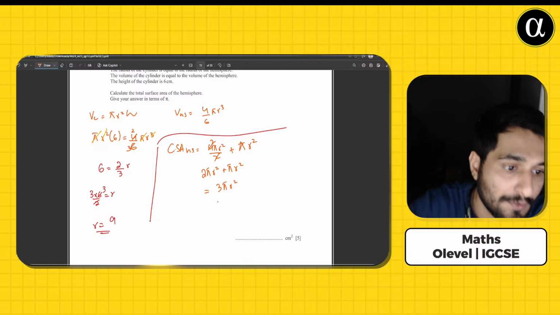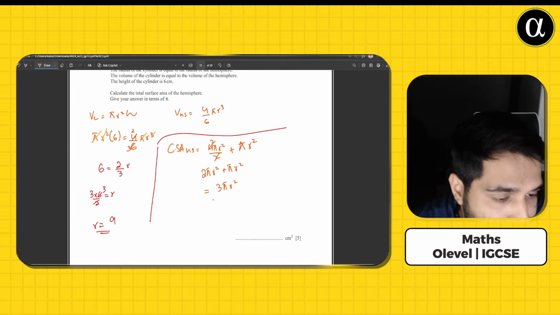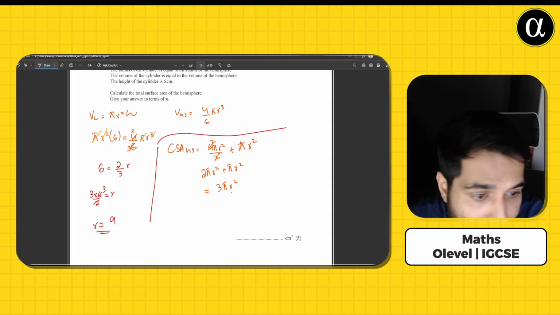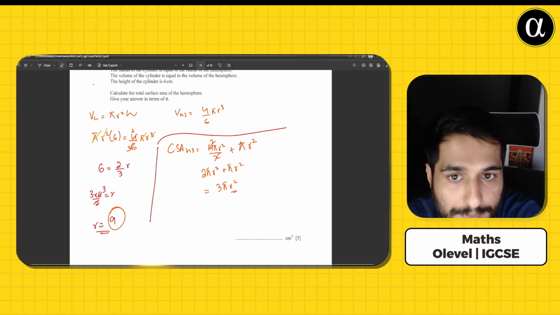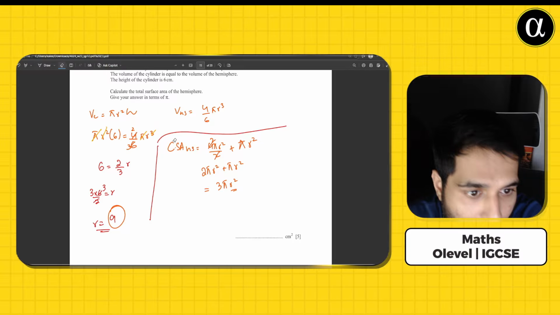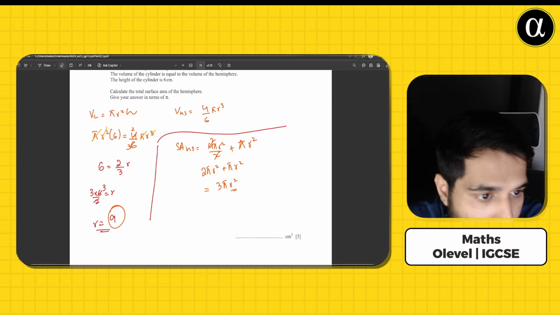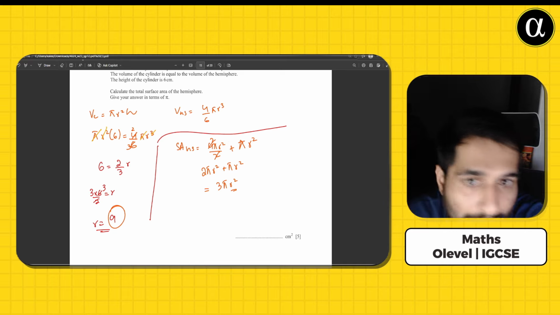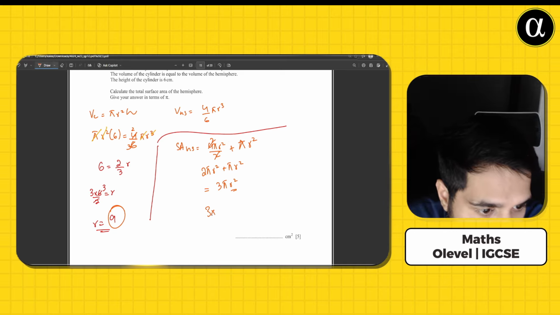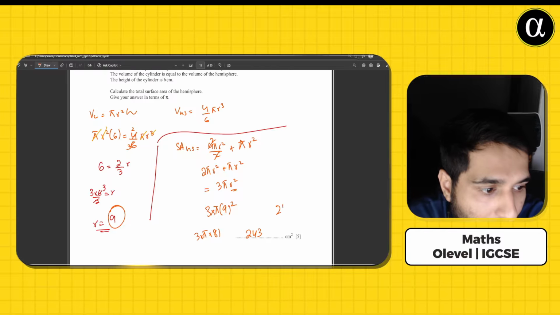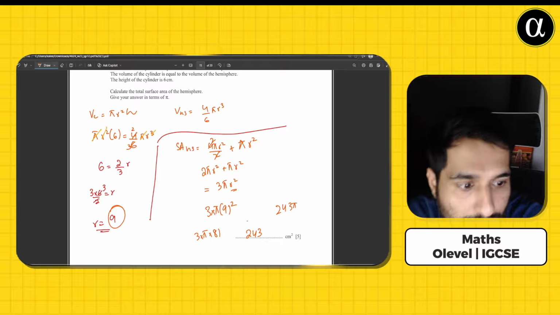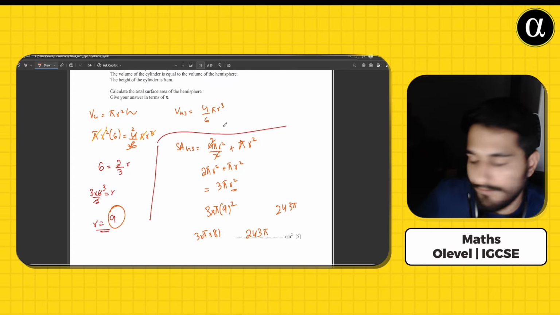And what is the value? We have the radius that we found out from the last part, so the total surface area is going to be, this was the curved surface area, and this was the area of the circle, and this would turn out to be 3 times pi times 9 square. So this should be 3 into pi into 81, and that should be 243 pi. But the examiner wanted us to answer it in terms of pi. We won't simplify it any further, and we'll leave the answer as it is.